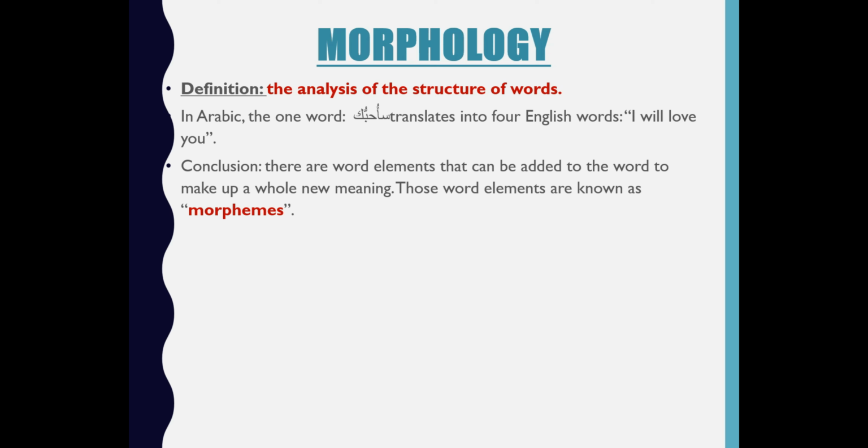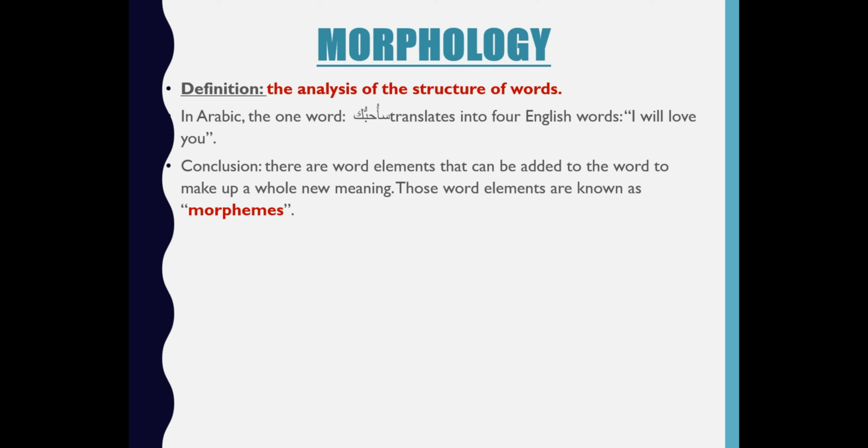Conclusion: there are word elements that can be added to the word to make up a whole new meaning. Those word elements are known as morphemes. يعني مثلا I will love you دي في حد ذاتها كل واحدة فيهم واقفة لوحدها مفيش فيها أي حاجة اتضافت عليها. خلينا consider a verb like سأحبك في اللغة العربية.